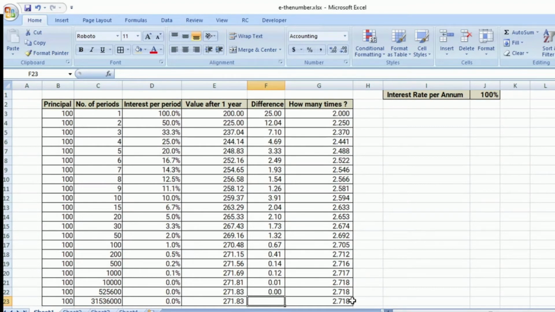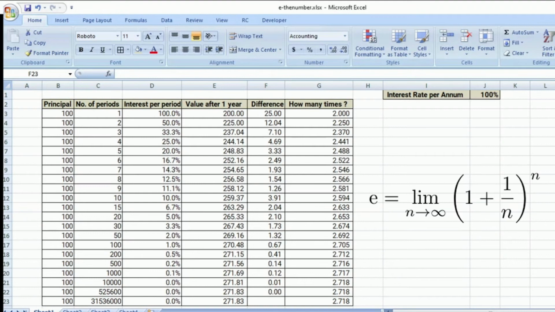The ratio between the final value and the original value will settle down somewhere around 2.7182. And this number is nothing but E. Mathematically, this kind of behavior of a sequence is often termed as the limit of a function.